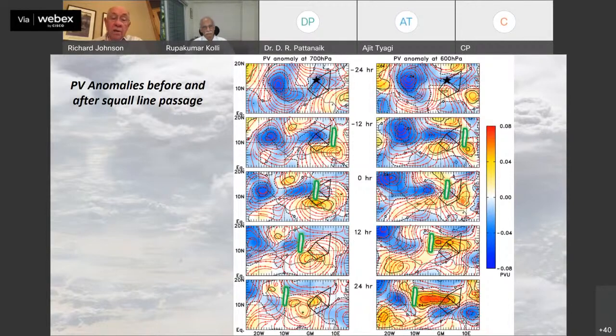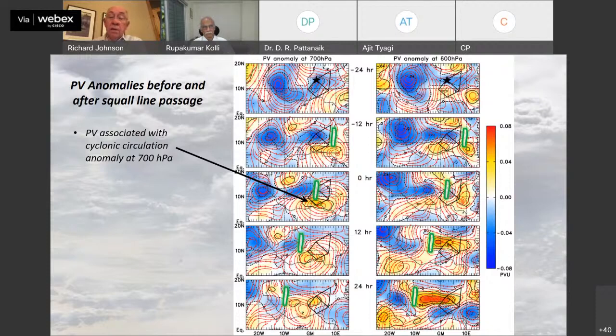And next. You can see there, as the squall moves past the MIT radar site, there's a circulation center to its south. And that's at around the 700 level, and it moves off toward the west following that squall system. Next.